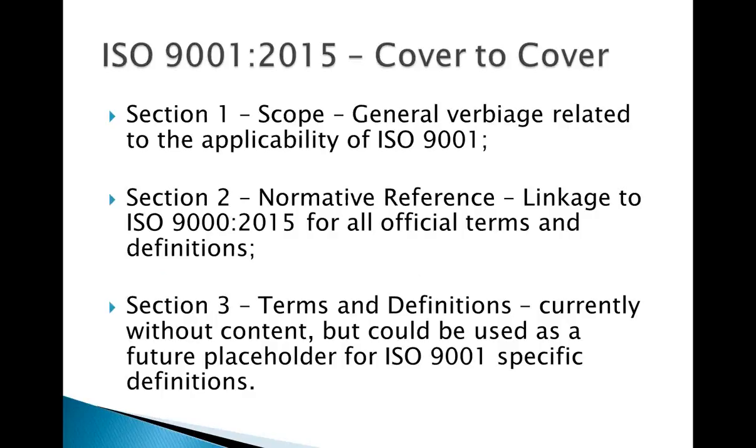Here's our explanation of sections 1, 2, and 3. Section 1 is called scope. It's some general verbiage pertaining to the applicability of ISO 9001. Section 2 is normative reference. It establishes the linkage to ISO 9000 for all official terms and definitions.